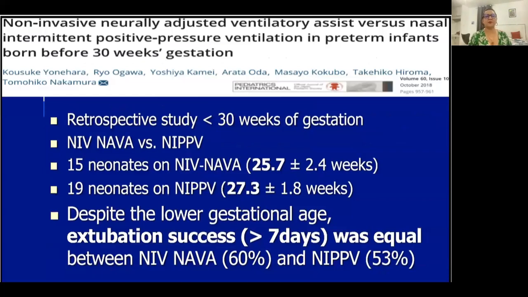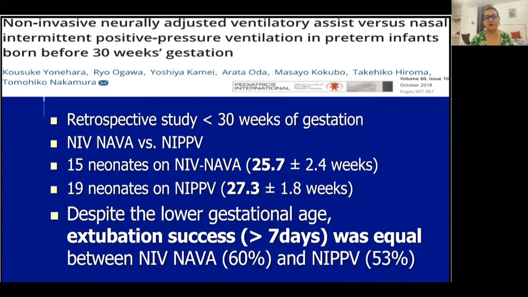Then on preterm babies, there was a study by Neonatal et al. They compared non-invasive NAVA with nasal intermittent positive pressure ventilation, NIPPV. It was a retrospective study of babies less than 30 weeks of gestation, with a very small number: 15 babies were on NAVA and 19 babies were on NIPPV. The babies on NAVA were smaller in gestation than the babies on NIPPV.